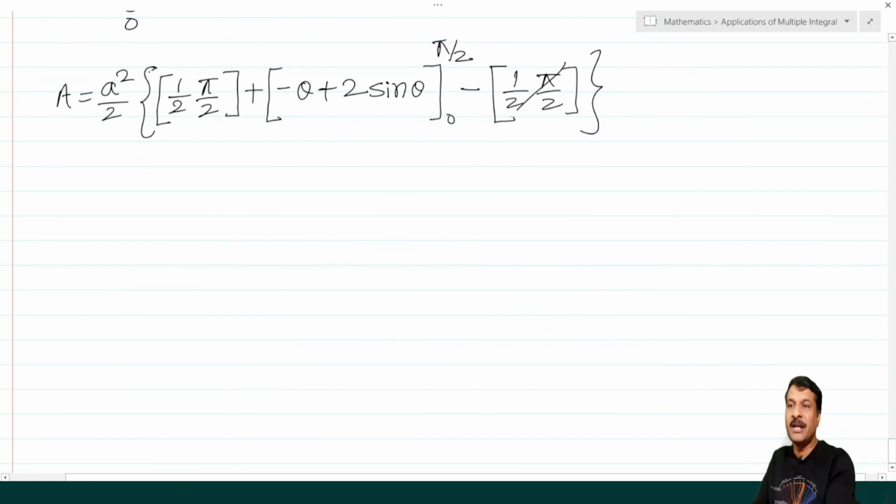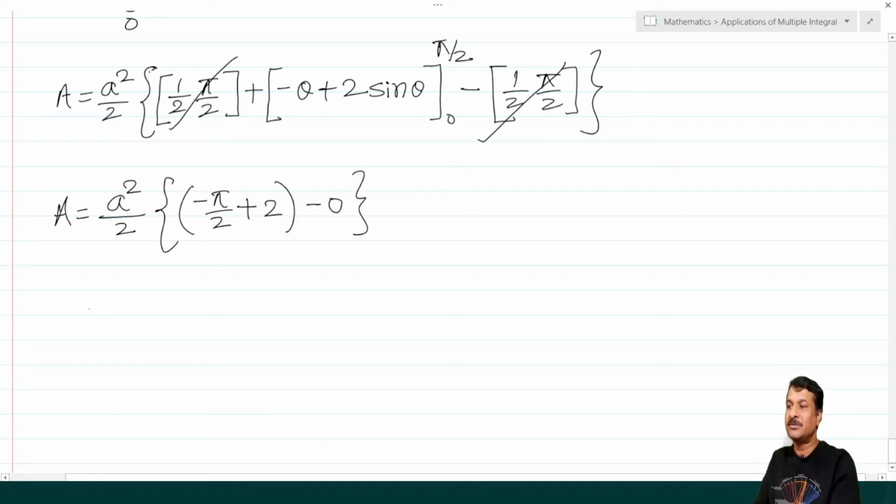But note that this bracket is the same, so cancel plus minus. So area A equal to a square by 2, upper limit it is pi by 2, so minus pi by 2, sine pi by 2 is 1, so plus 2 minus 0 I will get. So what is the area? A equal to a square by 2 into (2 minus pi by 2), which is your required area.